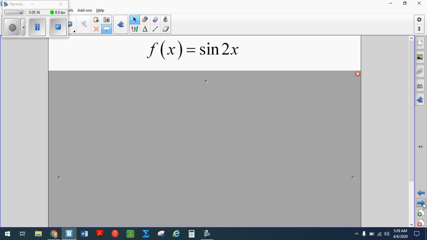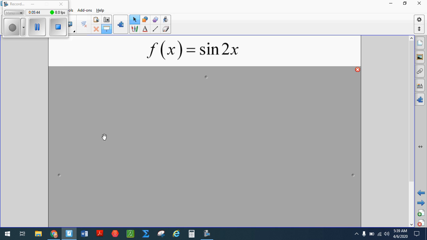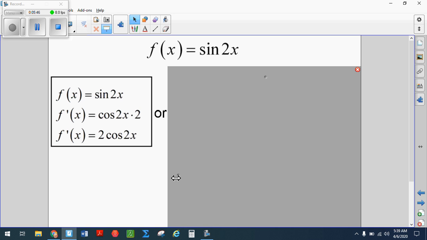The first way I did was just the chain rule. So sine of 2x. So there's a sine of something. So the derivative of sine is cosine. And then the derivative of the inside function. That inside function is 2x. The derivative of that is 2. So sine of 2x becomes cosine 2x times 2, or I put the 2 in front. So again, that's the chain rule.